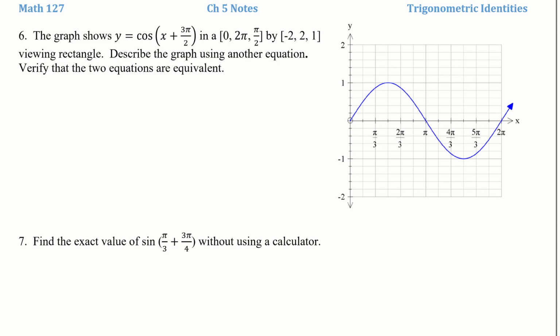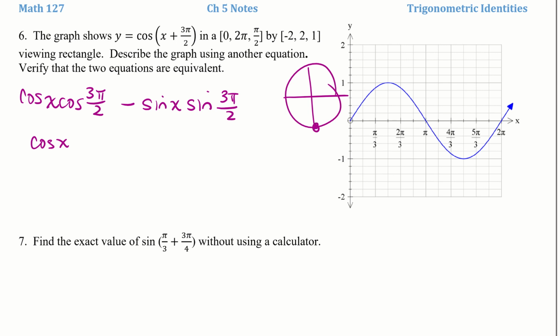So I'm going to go ahead and rewrite this in a different way by using a sum formula. So I will write this as the cosine of x times the cosine of 3π/2, change the sum to a difference, and then the sine of x times the sine of 3π/2. So then let's see, the cosine of x, I don't know because I don't know what x is, but I do know what the cosine of 3π/2 is. At 3π/2, we have the ordered pair 0, -1, and so cosine is 0.